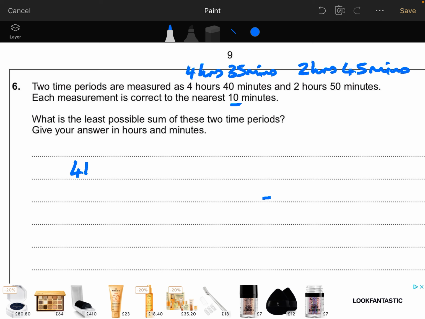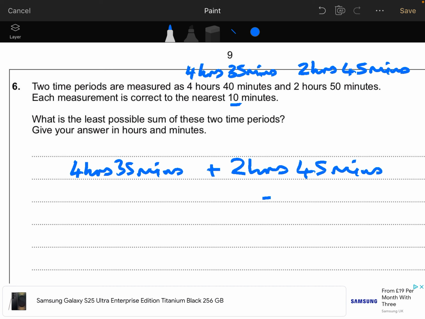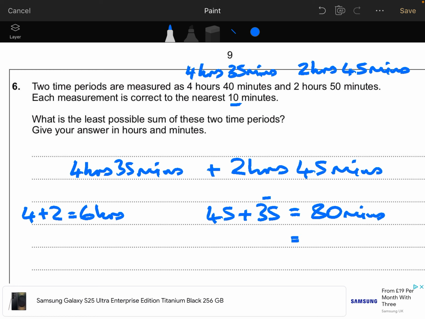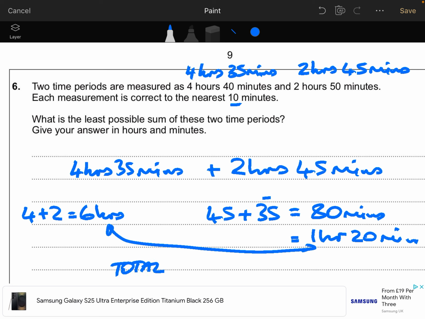So I want 4 hours 35 minutes plus 2 hours 45 minutes. 4 plus 2 is 6 hours, and 45 plus 35 is equal to 80 minutes, and that's 1 hour 20 minutes, and by combining these two I get a total of 7 hours 20 minutes. There's different ways of doing it. You could convert them all to minutes, but I think that would be a little bit harder.